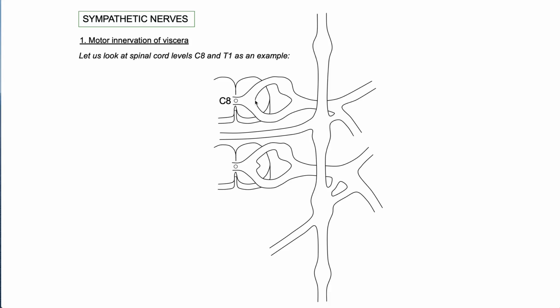I cannot see any lateral horn here. I can see an anterior horn, I can see a posterior horn, but there's no lateral horn. But if I look at my T1, there I can see a lateral horn. That's the difference. So it means what? I don't have any sympathetic neuron here. But here I have a sympathetic neuron.